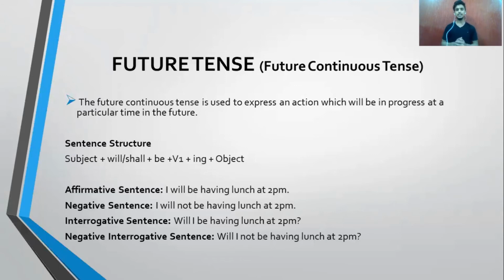In negative sentence, we'll put not after the helping verb. I will not be having lunch at 2 p.m. In interrogative sentence, we'll put the helping verb first and then the subject and then be and then the fourth form of the verb and the object. Will I be having lunch at 2 p.m.? Negative interrogative sentence. First we will put the helping verb, then subject, then not, because it's also negative sentence, then be, and then fourth form of the verb and then object. Will I not be having lunch at 2 p.m.?